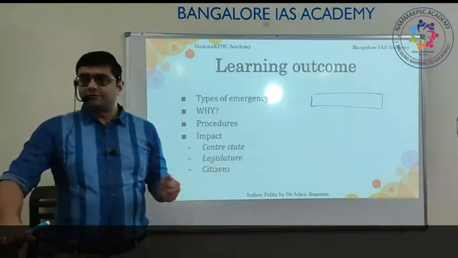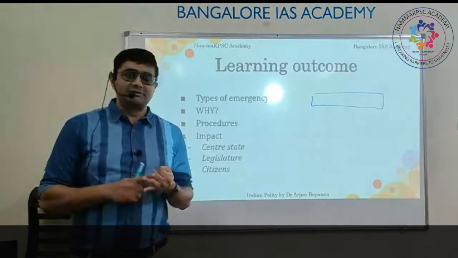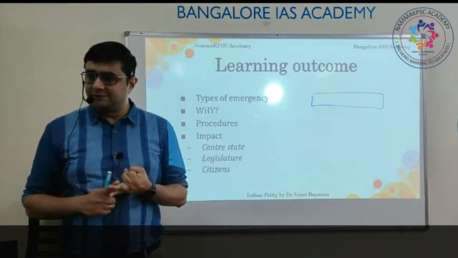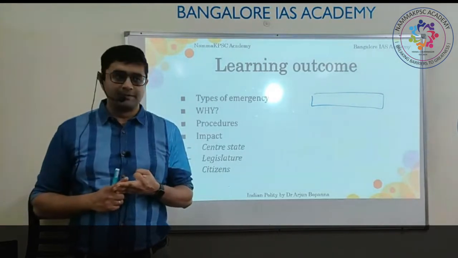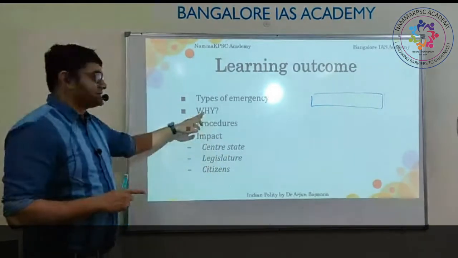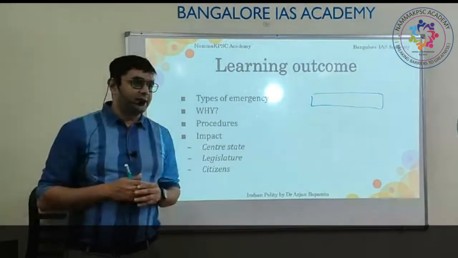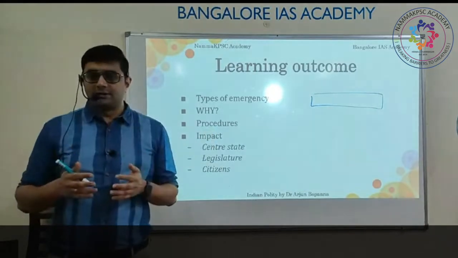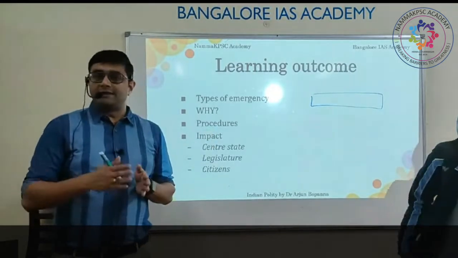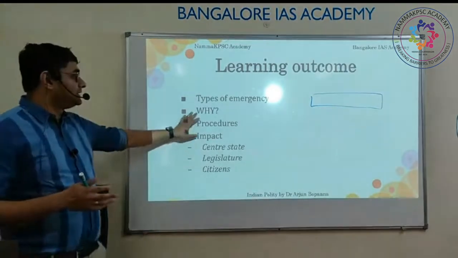Types of emergency. We have three types of emergency: national emergency, the state emergency, or what we call the president's rule, and the third one called financial emergency. Who declares this emergency? Under what grounds, why is this emergency declared? Then what is the procedure once it is declared? What happens, who will approve it, till what time it is going to be there, etc.